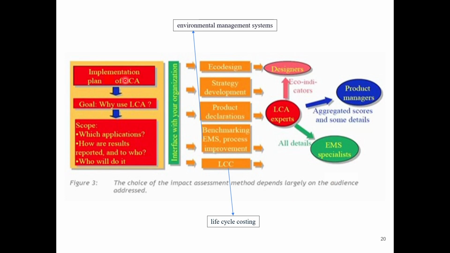Therefore we can say that for the implementation plan of LCA, we have to find a goal: why use LCA. Then we have to find the scope: which applications, how are results reported, and to whom. For the interface with our organization, we will be basically working on eco design, strategy development, product declaration, benchmarking, EMS, which is environmental management system, process improvement, and LCC, which is life cycle costing. And based on that, we will be submitting the data to LCA experts.